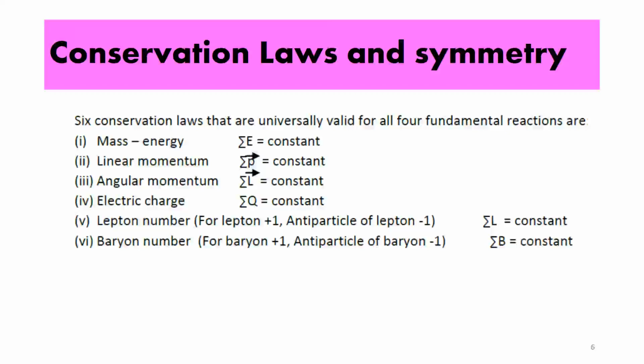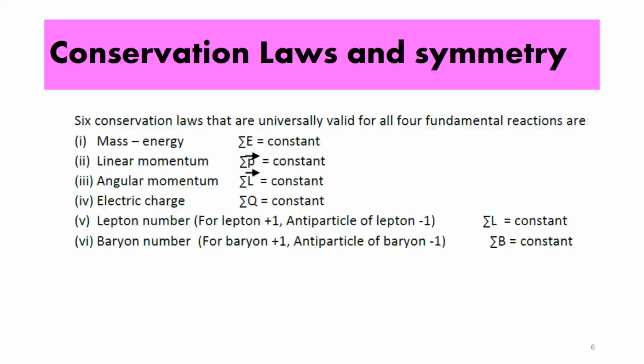All the elementary particles obey six conservation rules: mass energy conservation, linear momentum conservation, angular momentum conservation, electric charge conservation, lepton number conservation, and baryon number conservation. What is the lepton number? It is just a number assigned to the leptons. If the lepton has a positive charge, it is assigned +1. If it has a negative charge, the lepton number is assigned -1. If it has zero charge, then the lepton number is 0.